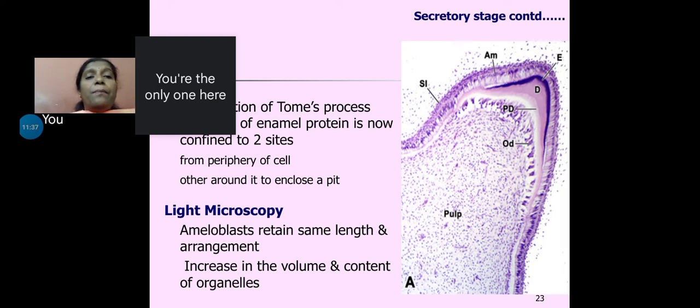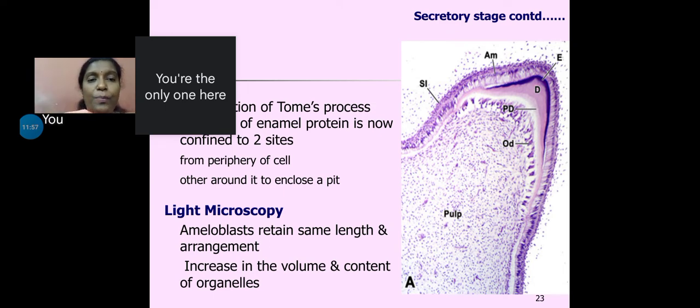So, deposition and formation of Tomes' process. With the formation of Tomes' process, deposition now occurs in two different increments: one within the tubule, and one around the tubule. As a result, you get to see the rod shape of the enamel.